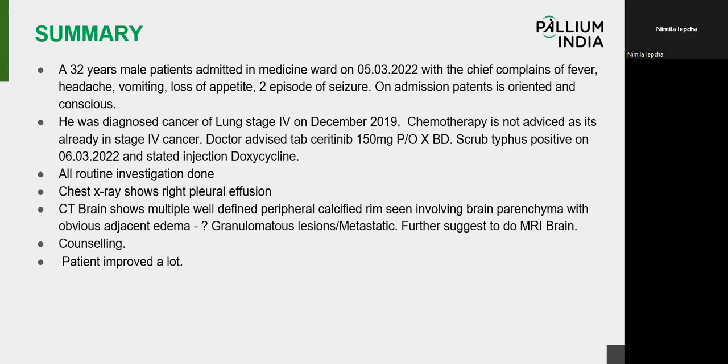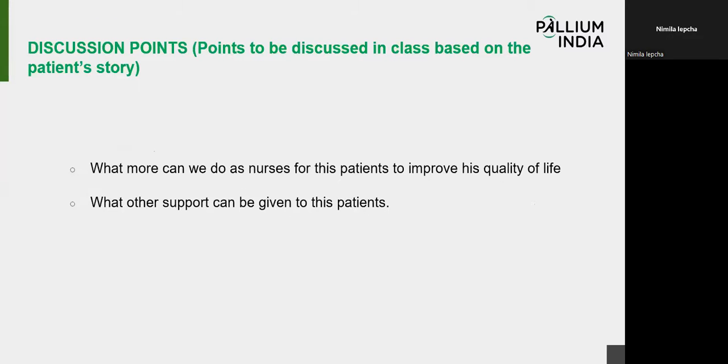Scrub typhus was positive on 6th of March 2022 and injection doxycycline was started. All routine investigations were done. Chest X-ray shows right pleural effusion. CT brain shows multiple well-defined peripheral calcified rim-enhancing lesions involving the brain parenchyma with adjacent edema, query granulomatous lesion or metastatic, further MRI brain suggested. Counseling was given and the patient improved a lot.